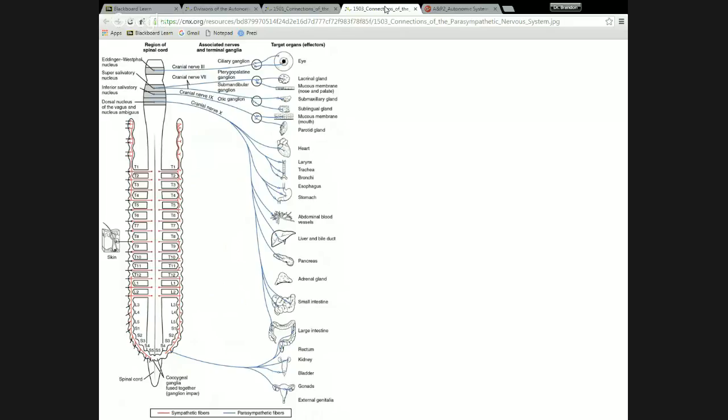Personally, I would have rather that they left everything blank, but the artist, for whatever reason, decided not to erase everything. And also they left in the connection to the skin to control sweat glands. Again, this is part of the sympathetic thing. So it'd be better if it wasn't in this picture, but for whatever reason, they didn't erase it. But what's new is the parasympathetic output.